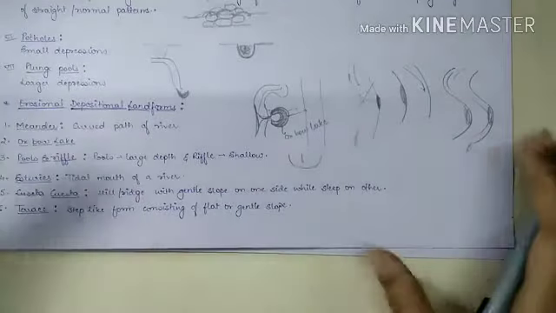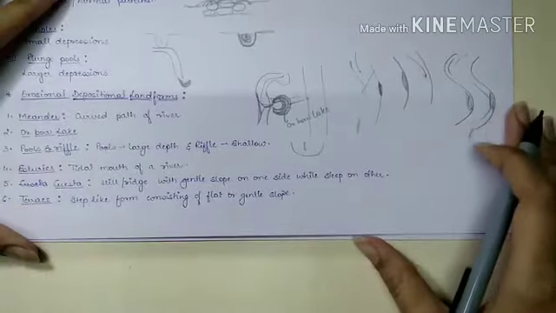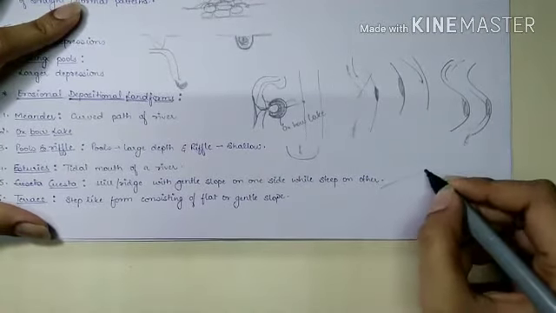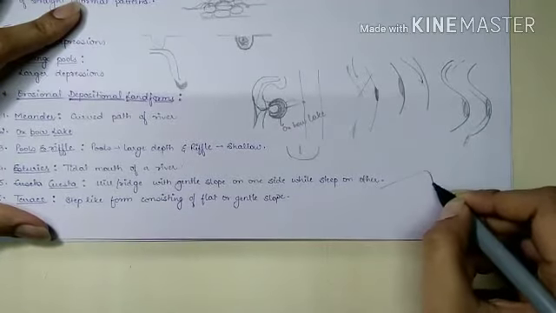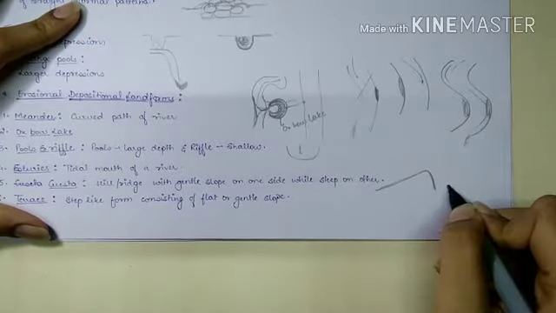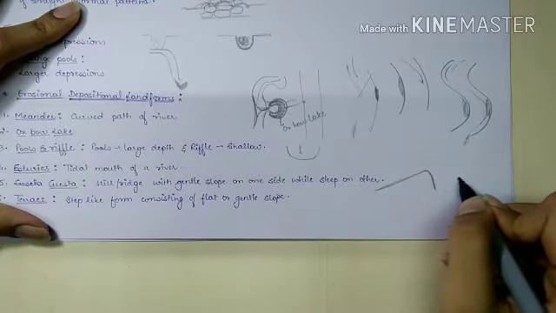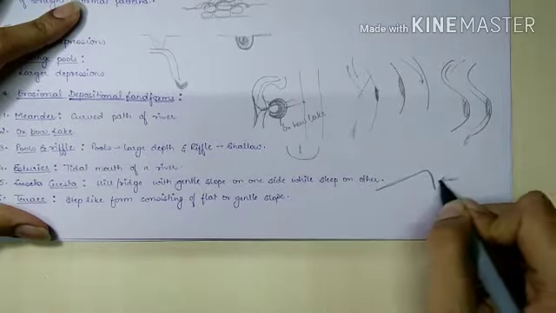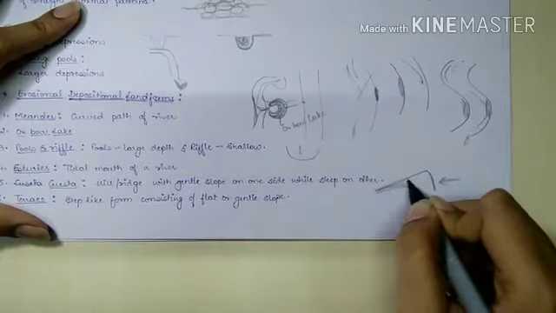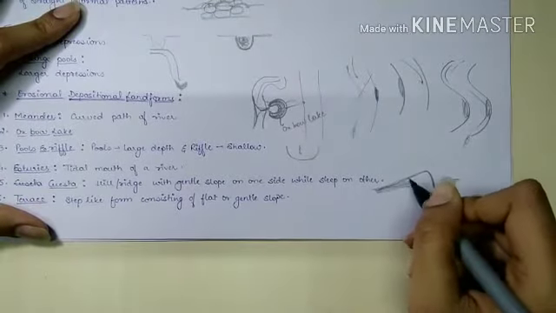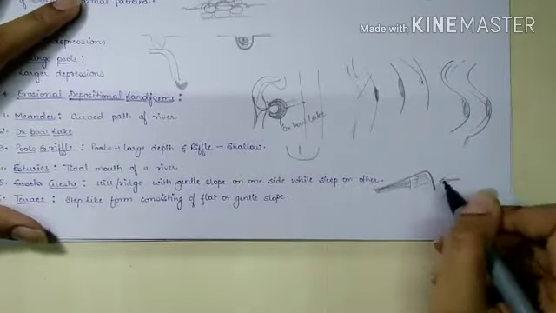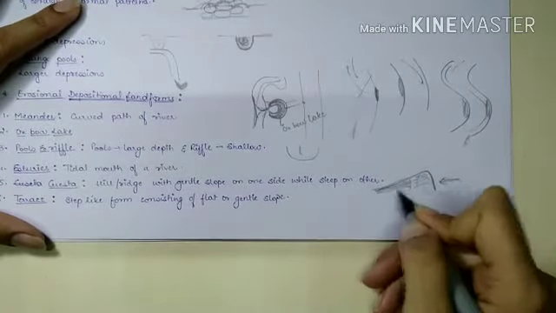Next we have cuestas. Cuestas are hills and ridges with a gentle slope on one side, while steeper on the other. So here we have erosion of the landform, erosion of the area, and here in this tail we will have deposition. So this is a tail and this is the eroded area. So these are cuestas.